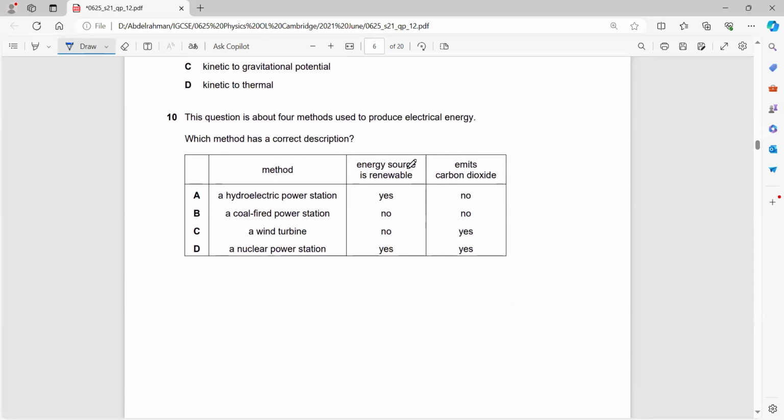This question is about 4 methods to produce electrical energy. Which method has a correct description? A hydroelectric power station, is it renewable? Yes. Does it emit carbon dioxide? No. Okay, I think this is correct. Coal-fired power station, not renewable. Doesn't produce? No, this is wrong. A wind turbine, not renewable? No, it is renewable. Nuclear power station, renewable? No, it's not renewable. So the correct one is renewable and doesn't produce carbon dioxide.